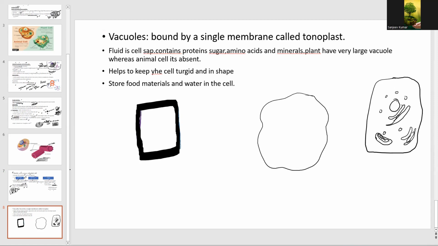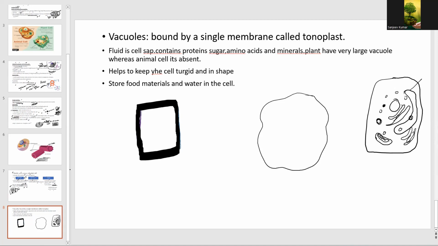Centrioles are present if it is an animal cell. And if it is a plant cell, then plastids are present. Vacuoles are present if it is a plant cell. And the vacuole will be a single large vacuole or a small vacuole.